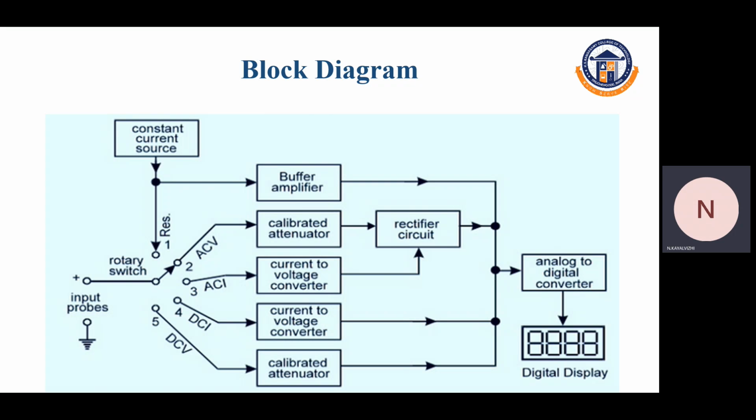The fourth and fifth ones directly take the DC current as well as the DC voltage. Here the current and voltage are converted, calibrated and attenuated, and finally given to the analog to digital converter, and it will be given to the display. This is the basic block diagram of a digital multimeter.